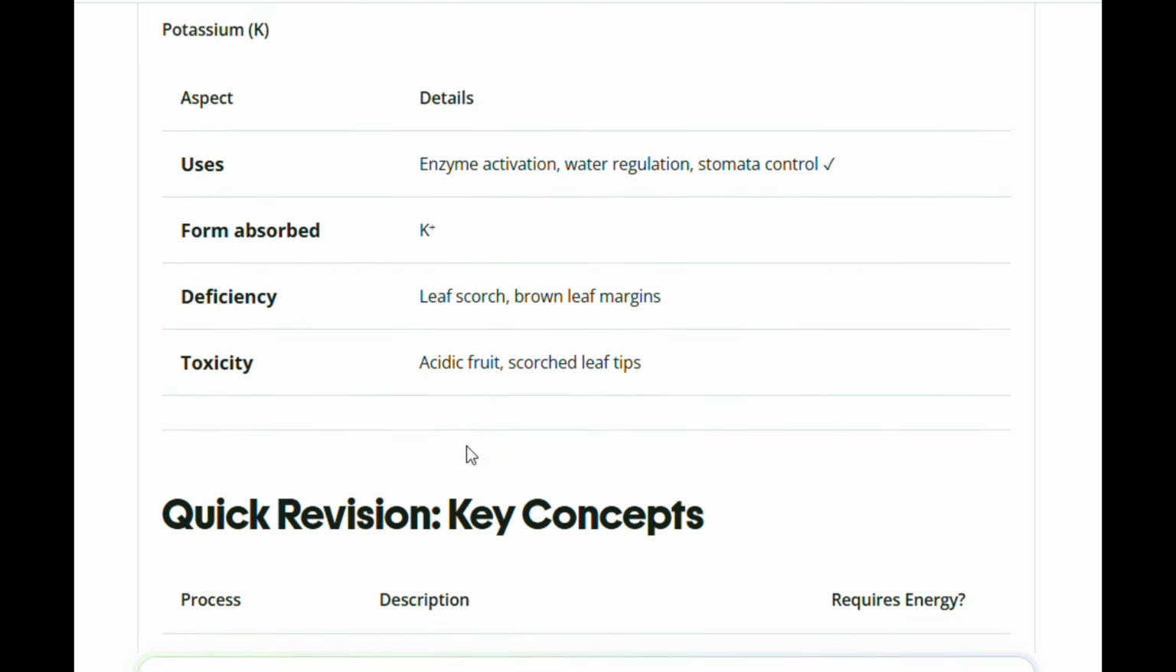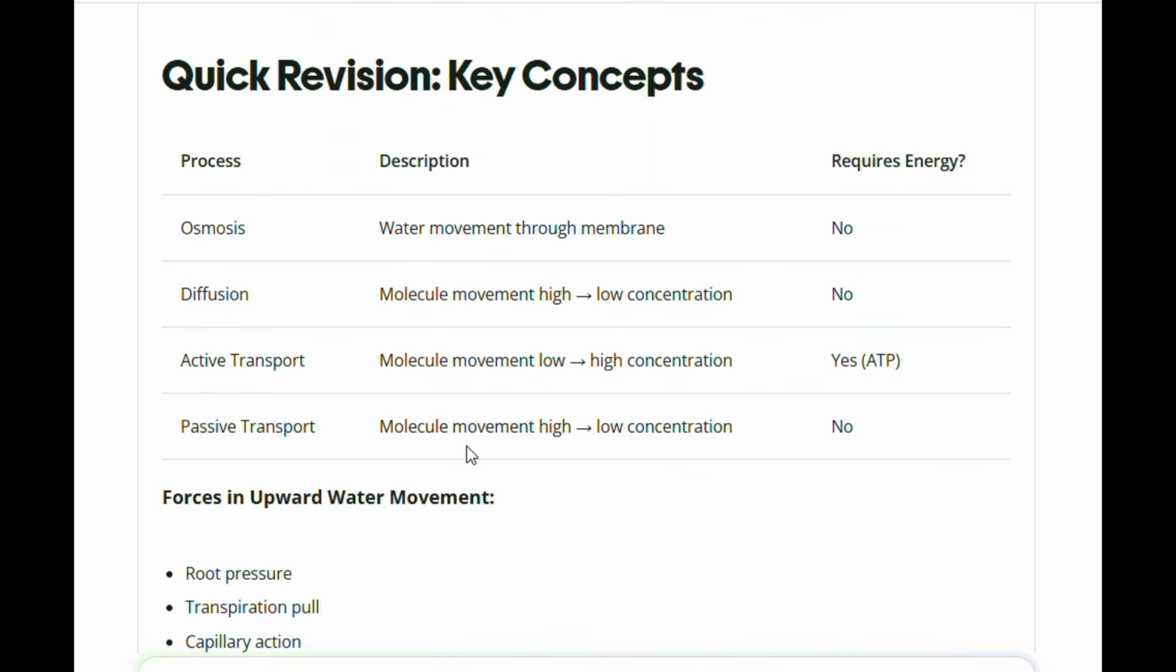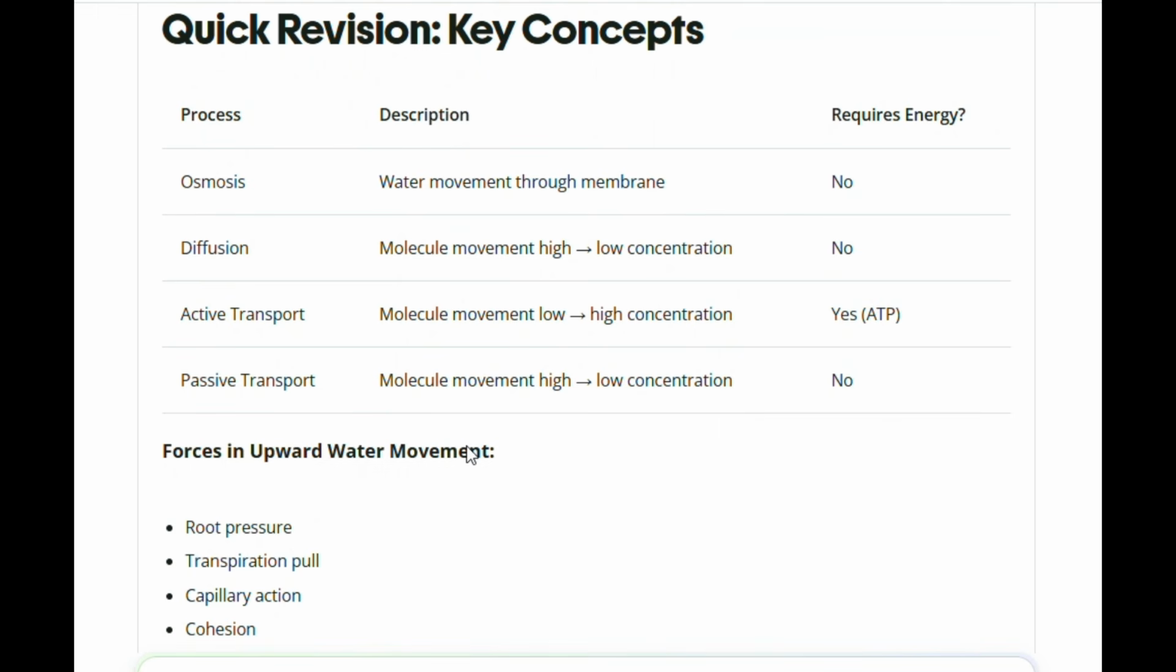Quick revision concepts. The process description requires energy, right? So osmosis is water movement through a membrane. Does it require energy? No. Diffusion is the molecule movement from high concentration to low concentration. Does it require energy? No.